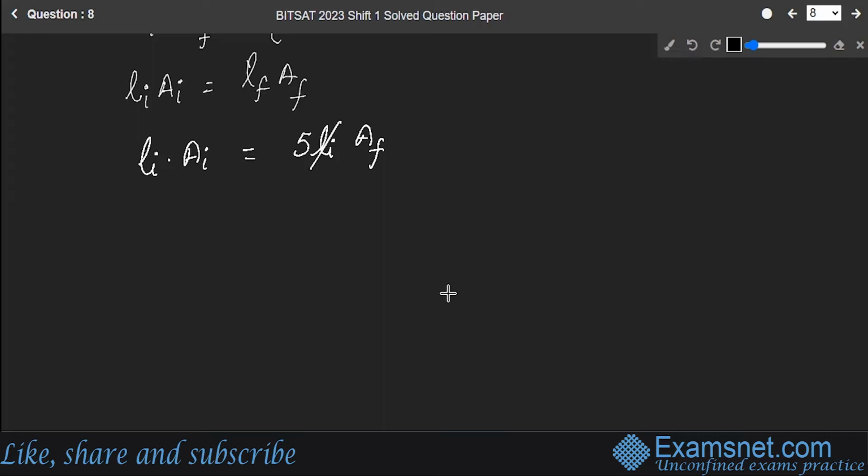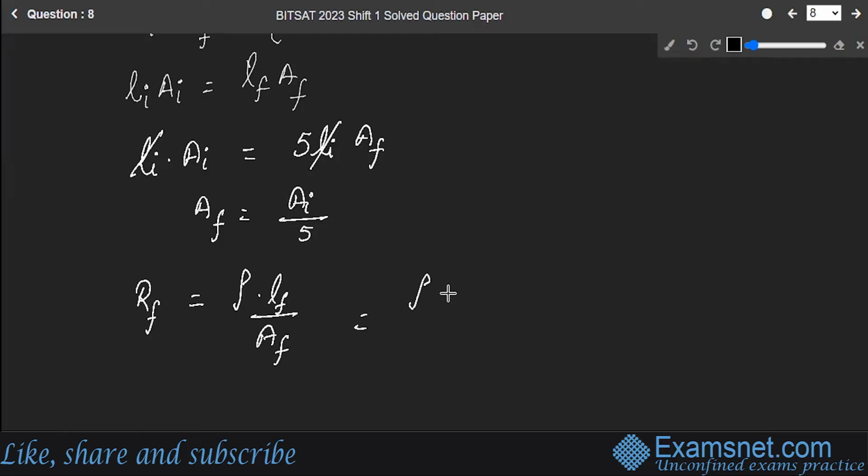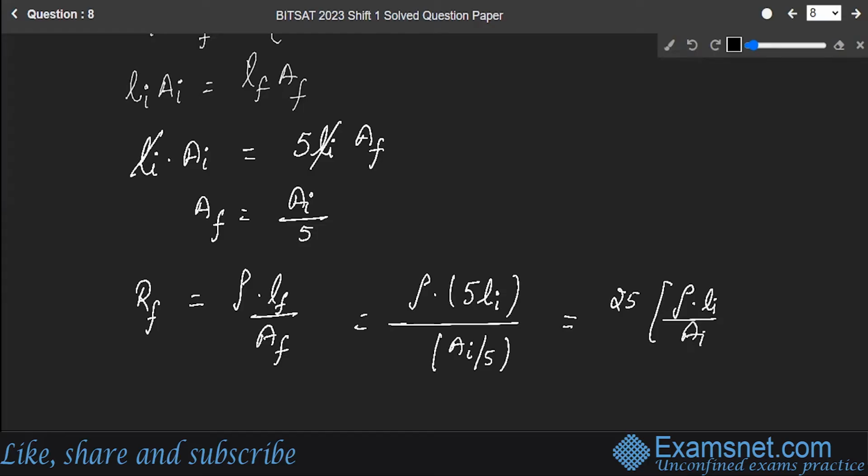Or this will give you Af is equal to initial area upon 5. That is, the final area becomes 1/5 of the initial area. Now, the final resistance will be given by rho into final length upon the final area. I'm not touching the rho, it will remain like this. Final length is 5 times the initial length, and the final area is initial area divided by 5. So this will give me 25 into rho Li upon Ai.